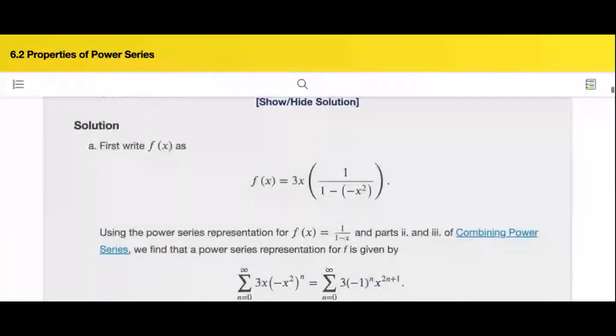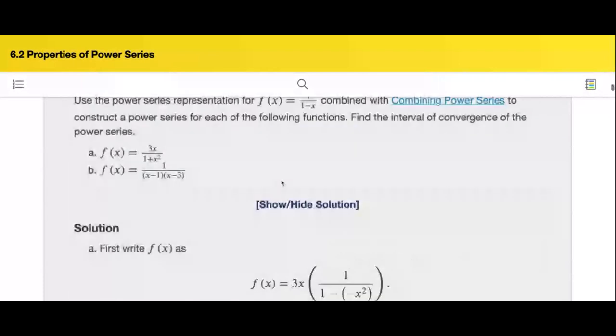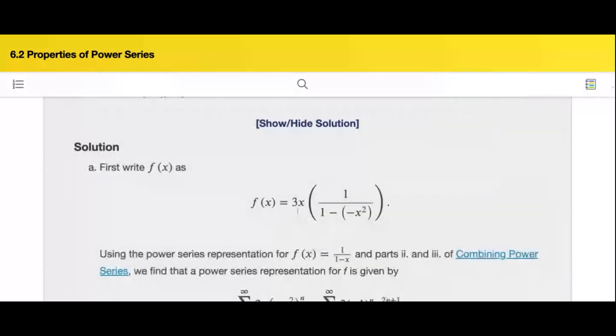Okay, so the numerator has 3x. We want to factor out 3x. So after factoring out 3x, we can write the rest as 1 over 1 minus negative x squared. Now we see 1 over 1 minus negative x squared is beautiful, right? So in our head, we can imagine that's an infinite power series. The first term is 1, and the ratio is negative x squared. So as long as the absolute value of negative x squared is less than 1, this series converges, right?